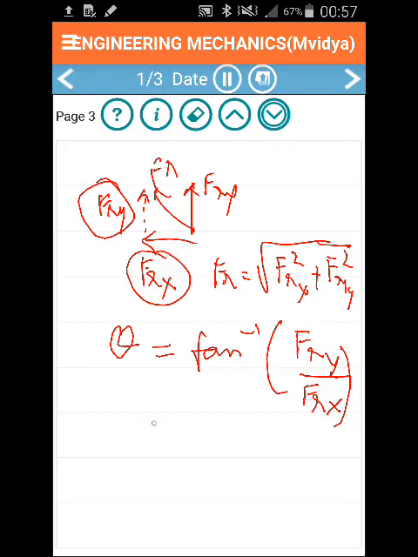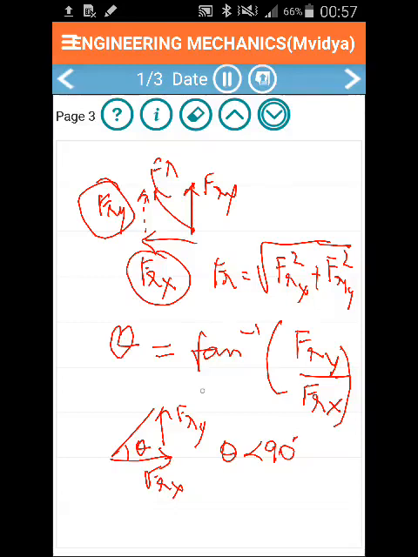If both FRx and FRy are positive, this is my FRx, this is my FRy, so my θ will be less than 90 degrees. So straight away θ is going to be tan inverse of FRy upon FRx.